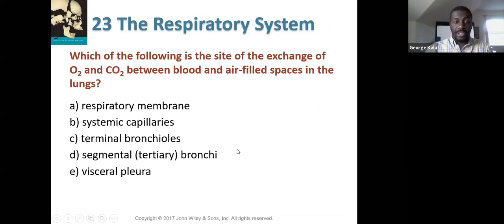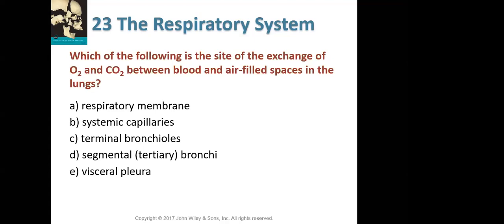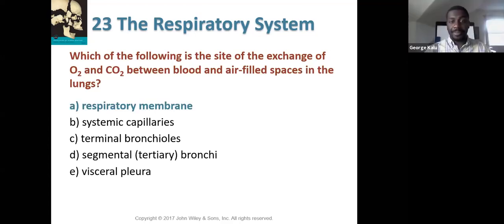Question here. Which of the following is the site of exchange of oxygen and carbon dioxide between the blood and the air-filled spaces in the lungs? Is it the respiratory membrane, systemic capillaries, terminal bronchioles, segmental bronchi, or the visceral pleura? Respiratory membrane. Right, this would be the respiratory membrane. Perfect.